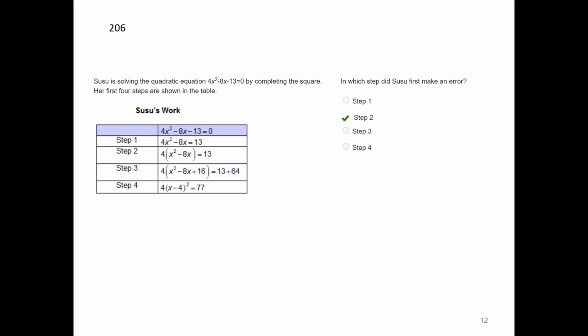Okay, so this is solving a quadratic equation. This is your quadratic equation. Make sure you guys box that by completing the square.